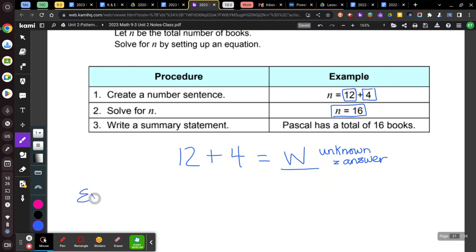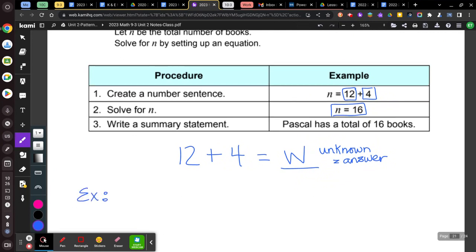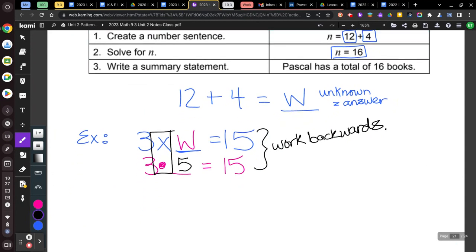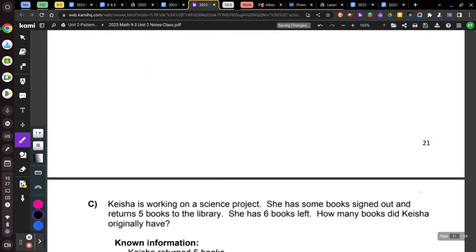For example, if I say 3 timesing a number equals 15. Oh, wow. So in these couple examples, I just showed you how you can work backwards to solve for your answer. The big fat dot in the middle there, that's another way we say timesing. Those mean the same thing. We are multiplying.